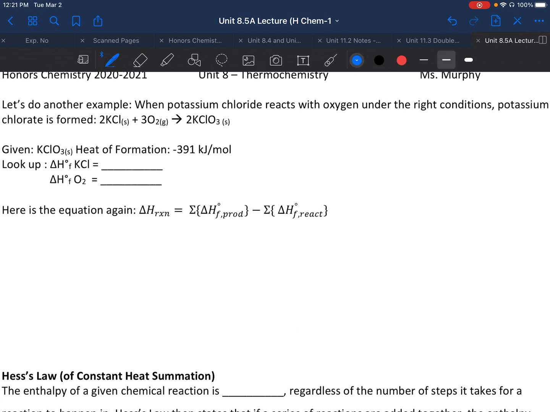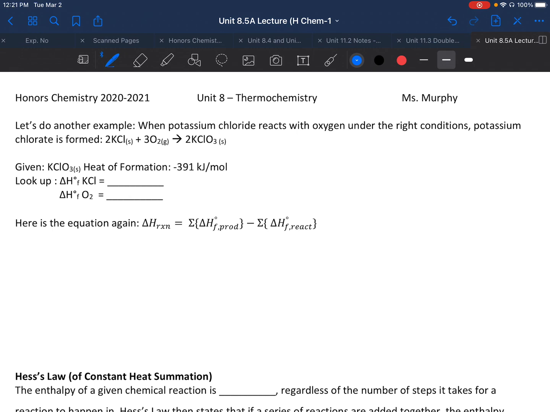Let's do another example here. So this one has to do with potassium chloride reacting with oxygen to make potassium chlorate. And so we're given that the heat of formation for potassium chloride is negative 391. And so the formation for KCl, we'd look that up in the table, and you would find that that is negative 436 kilojoules per mole.